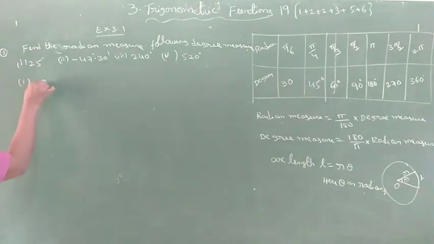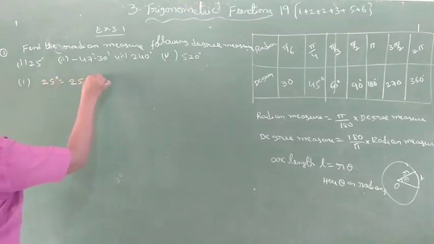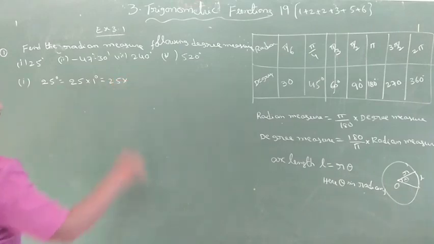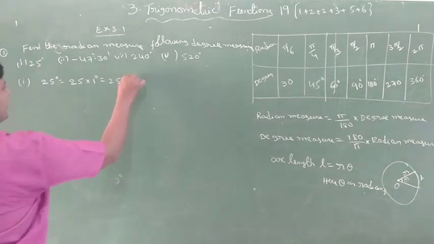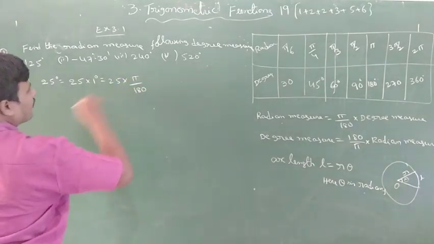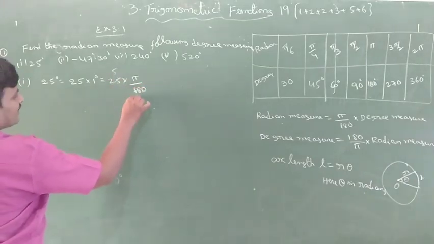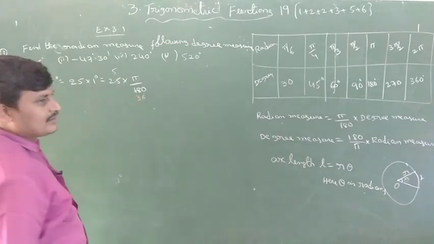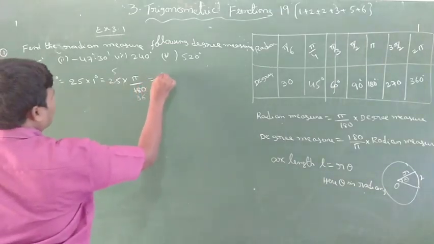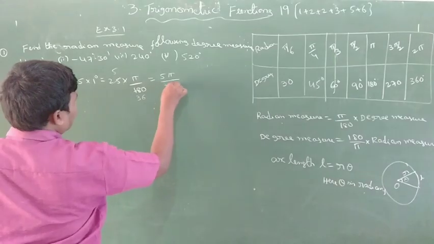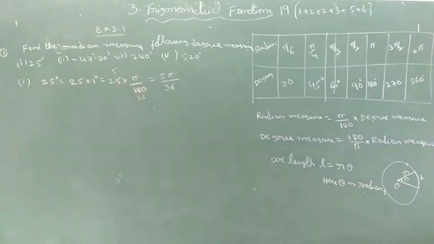The first one is 25 degrees. 25 degrees is equal to 25 into 1 degree. Radian measure is given by degree into pi by 180. So, 25 into pi by 180: 5 fives are 25, 5 threes are 15, 5 sixes are 30. So 36 into 5, so 5 pi by 36. This is the first one.